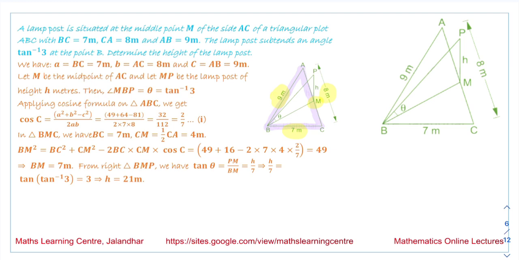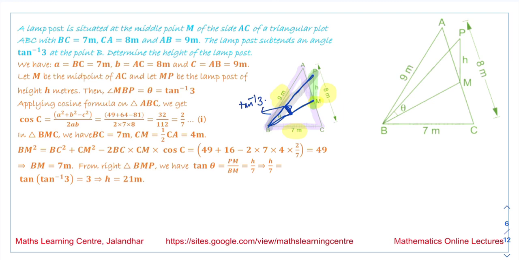The lamp post subtends an angle of tan inverse 3 at the point B. Suppose the lamp post is standing over here, at the point P. The angle it is subtending at the point B means from B we have joined the tip of the lamp post, and we have joined this point B and M, and this angle is given to be tan inverse of 3. We have to determine the height of the lamp post.